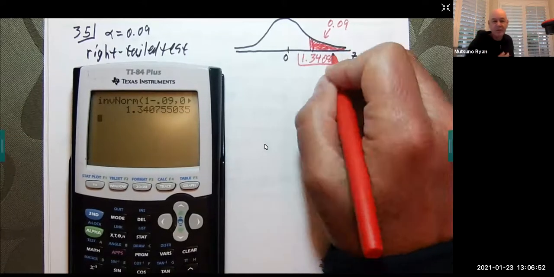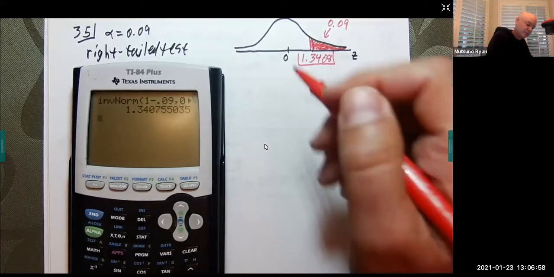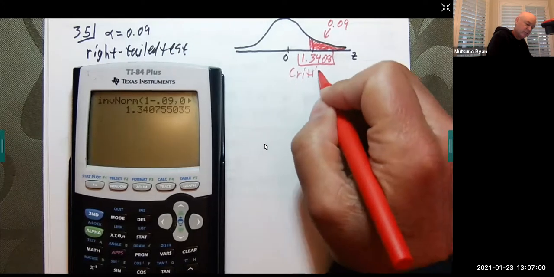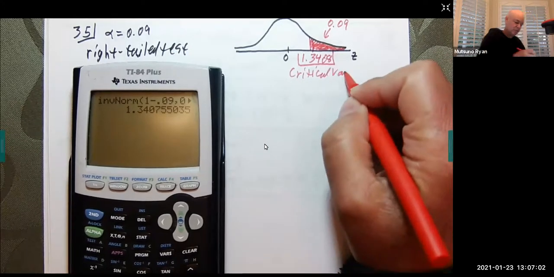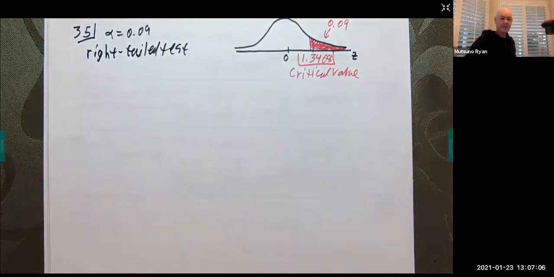Do they say where to round it off? They do not. So there's our critical value. This is the critical value. All right, we're moving on.